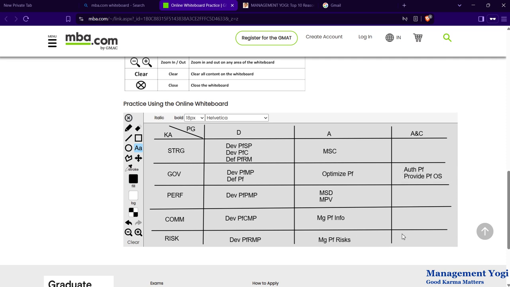Now we are done. So I just wrote down 16 portfolio management processes spread across the three process groups of defining, aligning, and authorizing and controlling, and the five knowledge areas of portfolio strategic management, portfolio governance management, portfolio performance management, portfolio communication management, and portfolio risk management.